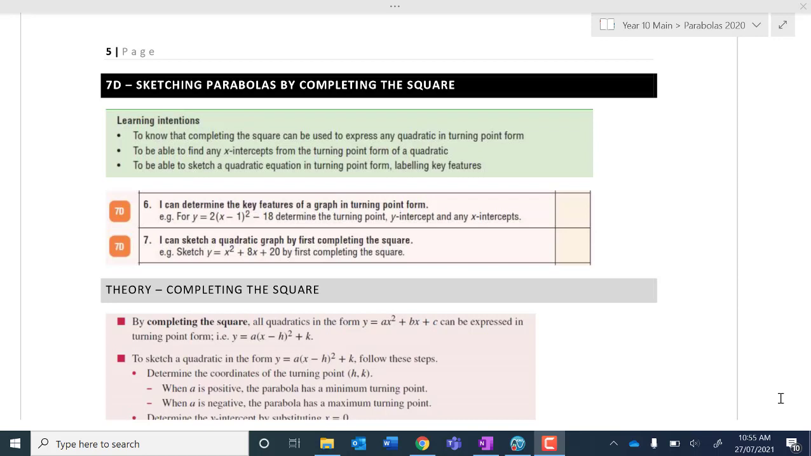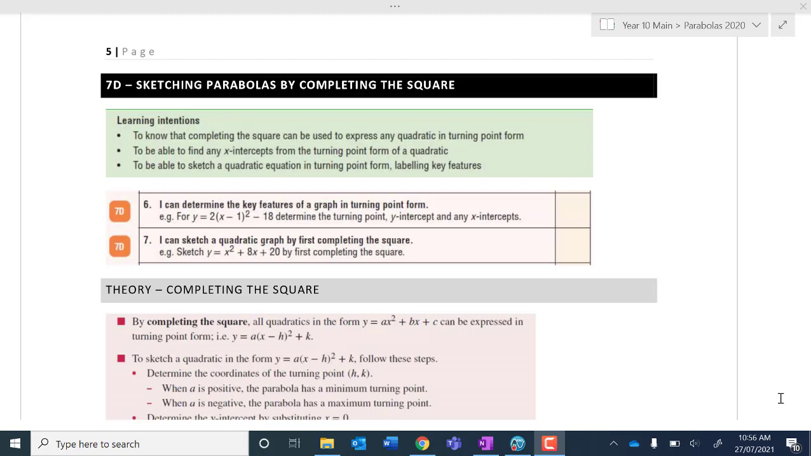Hi Tens, in this video I'm going to be going through sketching parabolas by completing the square. So we've already had a look at the process of completing the square, but let's have a look at it in the big picture about how we complete the square and use that to sketch a parabola. So in this, we've already looked at factorizing.